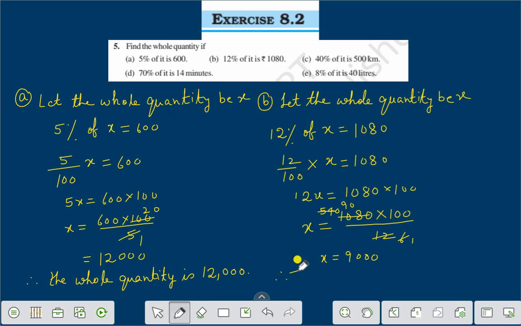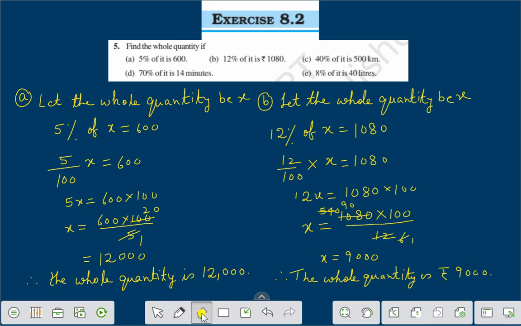Therefore, we can say that the whole quantity is rupees 9,000. This is the answer.